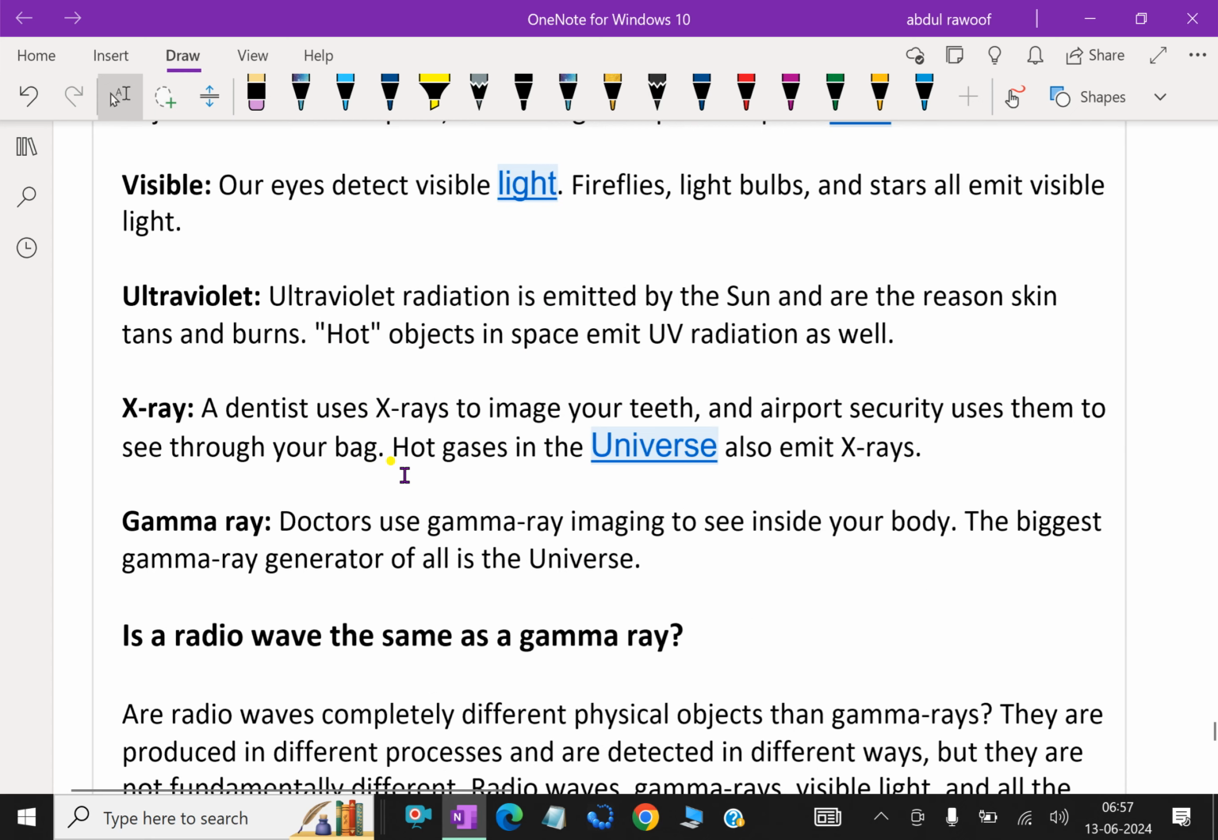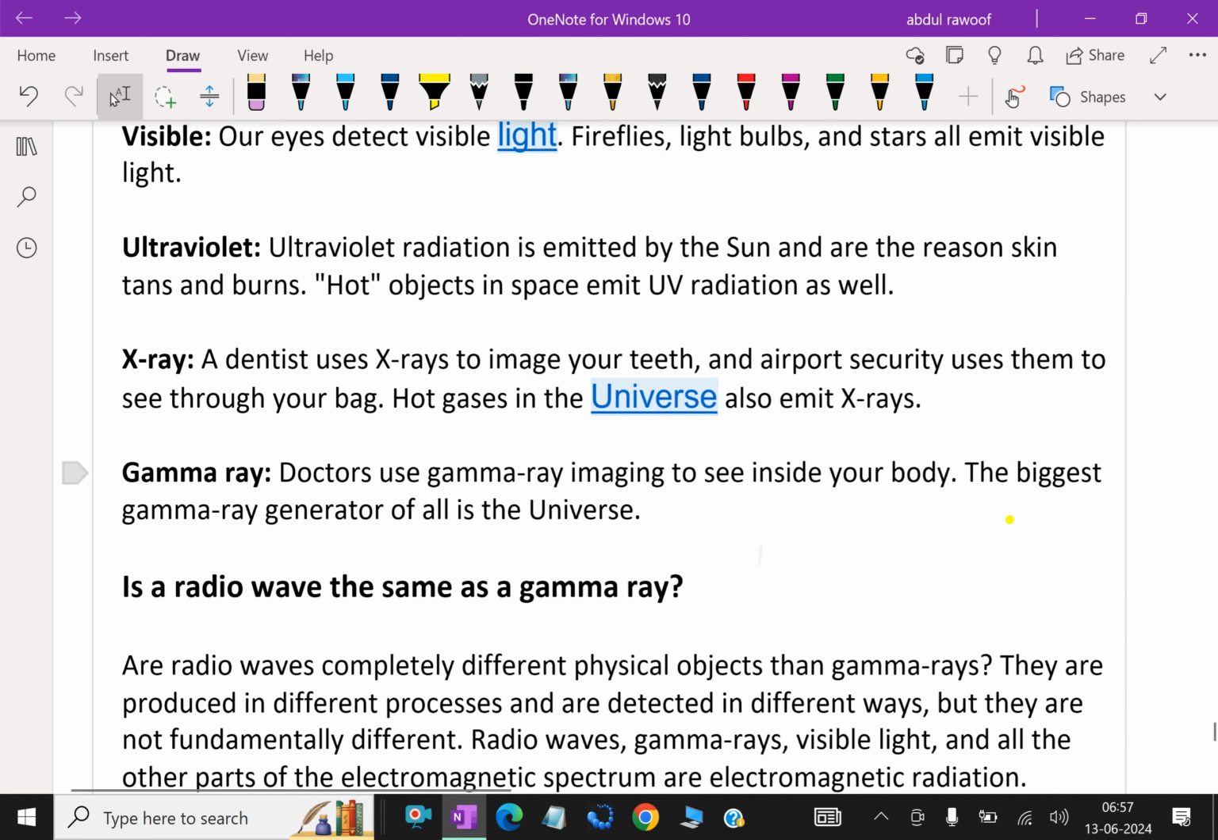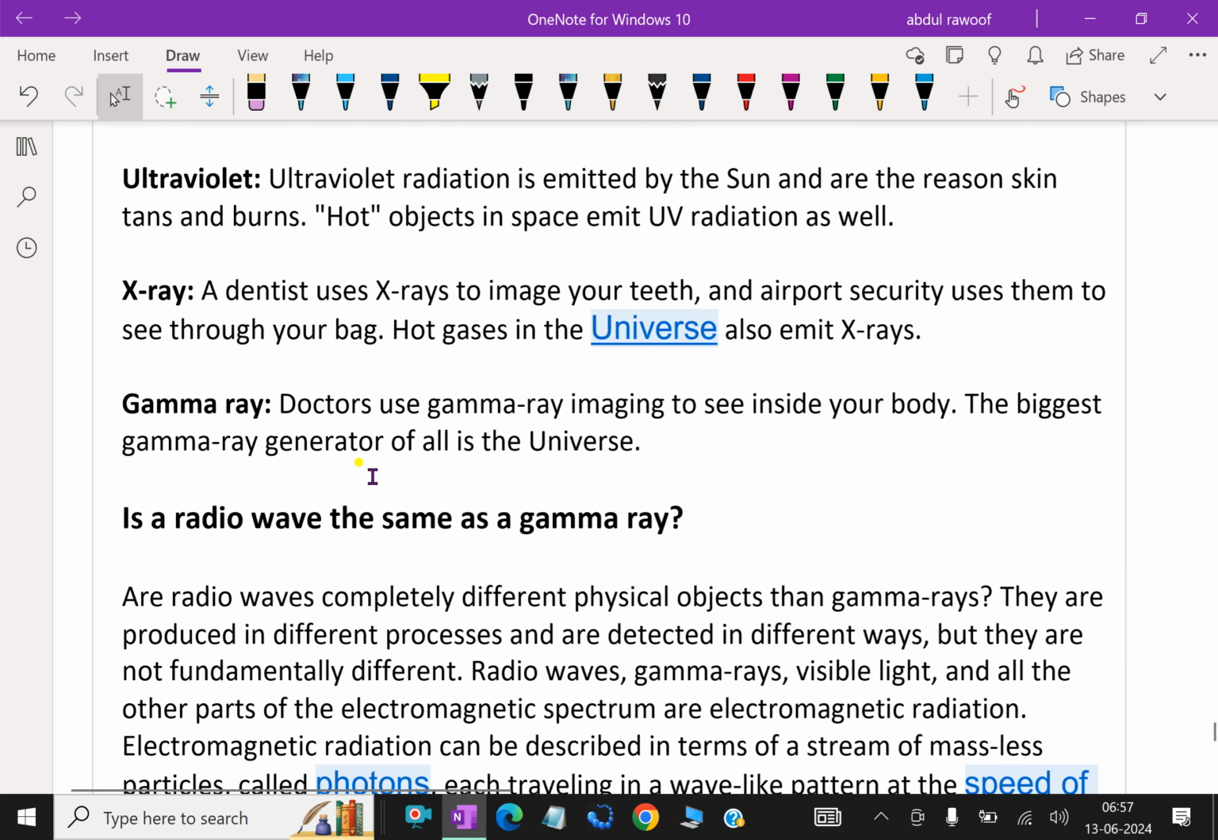X-ray. A dentist uses X-rays to image your teeth, and airport security uses them to see through your bag. Hot gases in the universe also emit X-rays. Gamma rays. Doctors use gamma ray imaging to see inside the body. The biggest gamma ray generator of all is the universe.